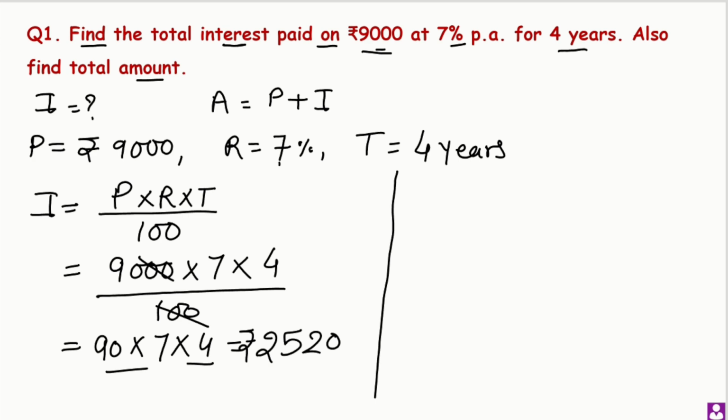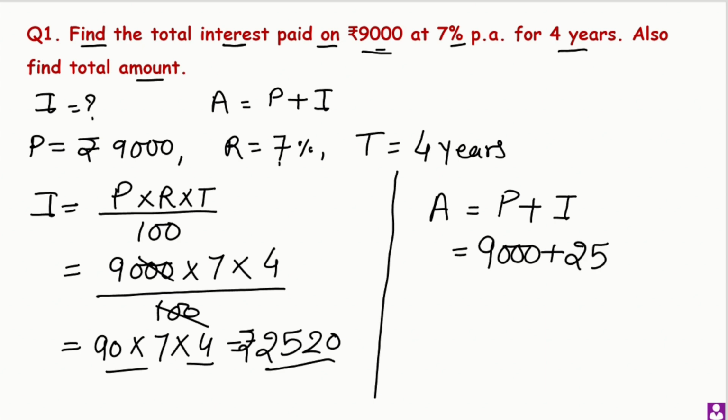Now the total amount after 4 years, how much amount does one have to pay? So the total amount he has to pay is the principal which he borrowed plus the total interest. So the amount he borrowed is 9,000 plus interest is 2,520 rupees, which is 11,520. So this much total amount one has to pay after 4 years.